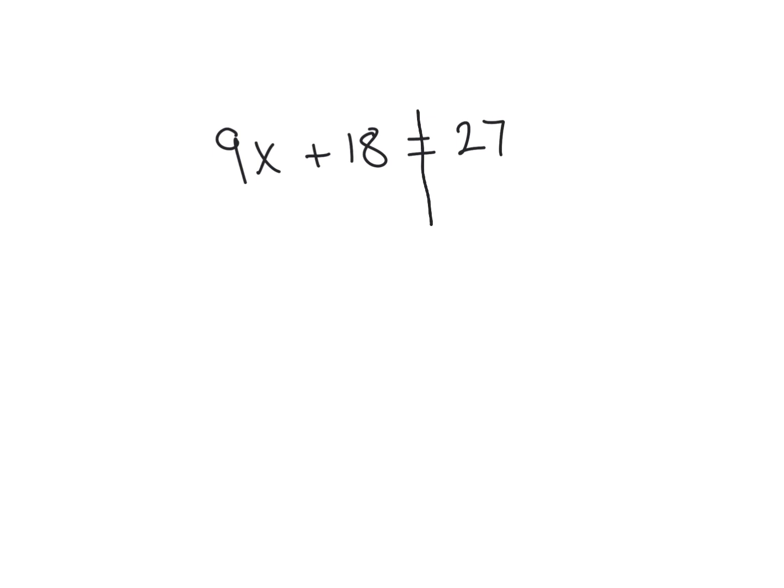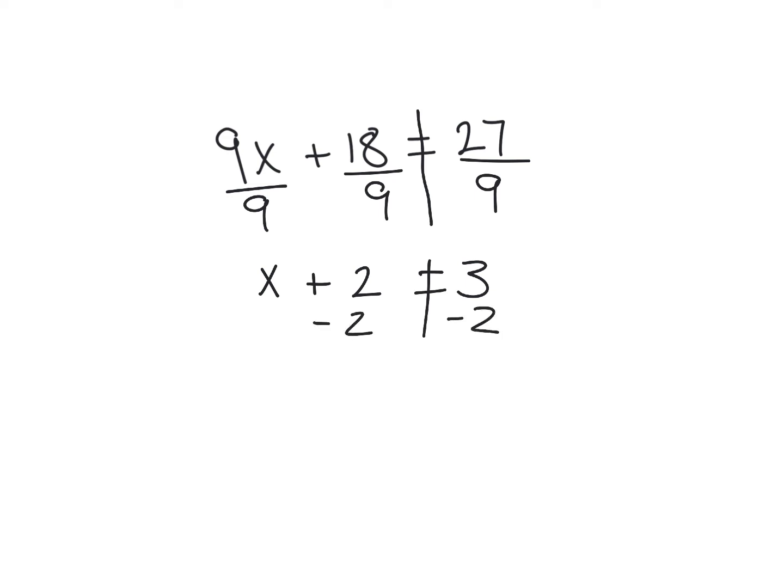So if I want to do that multiplication or division first, I have to make sure that I do it to every term in the equation. So if I want to divide by 9 first, I can divide each term by 9. So 9x divided by 9 is x. 18 divided by 9 is 2, so that's going to be x plus 2. And 27 divided by 9 is 3. So now I have a simple one-step equation left. So I subtract 2 from both sides, and I'm left with x on the left and 1 on the right, so x equals 1.